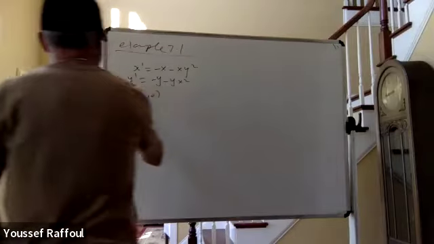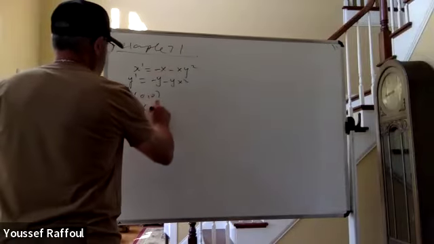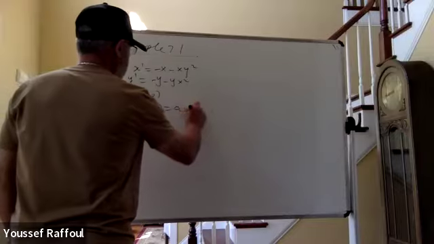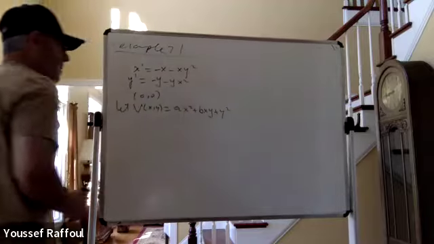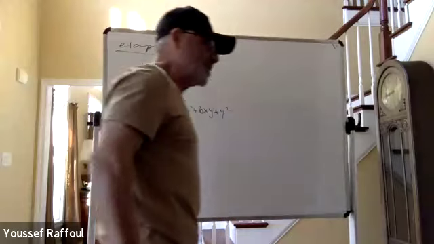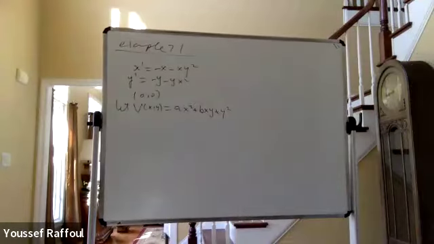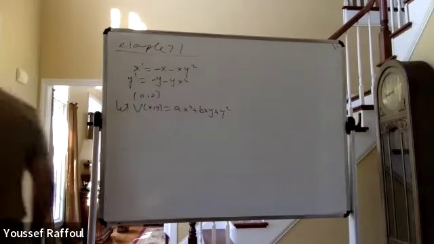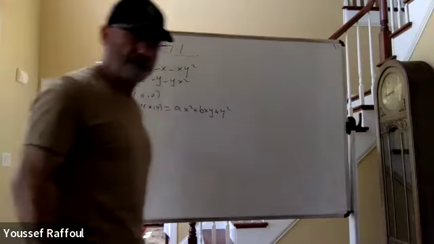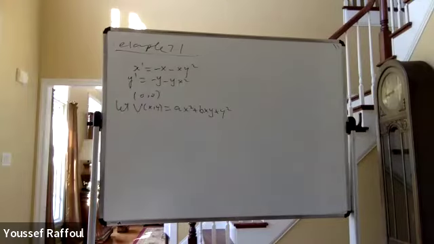So let V of x, y equal ax squared plus bxy plus y squared. So we want to choose A, B, and C properly so that V is positive definite, and hopefully V prime is less or equal to 0. Okay? So go ahead and calculate V prime. Go ahead and do it.